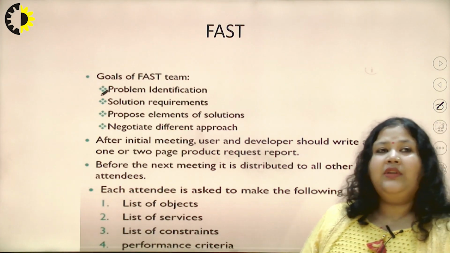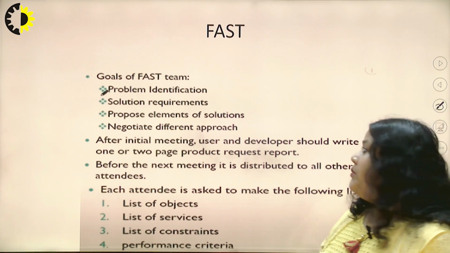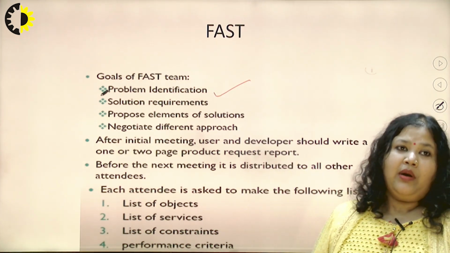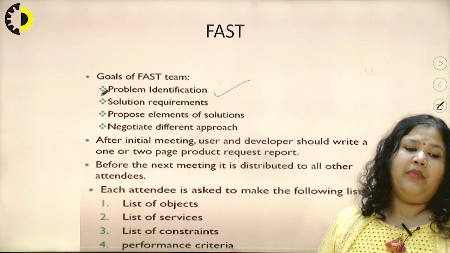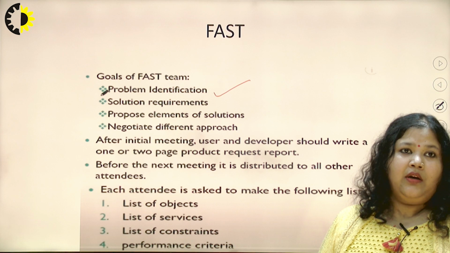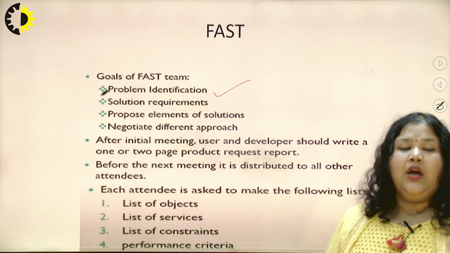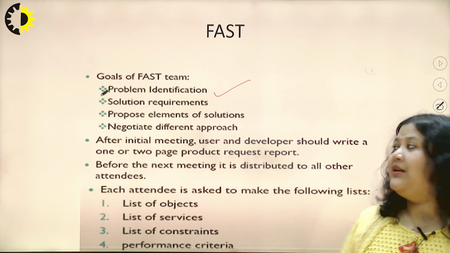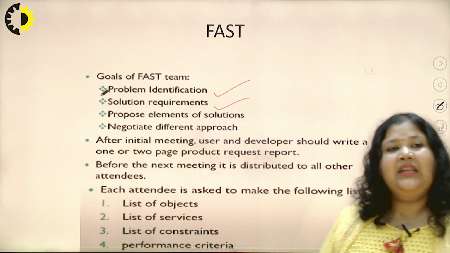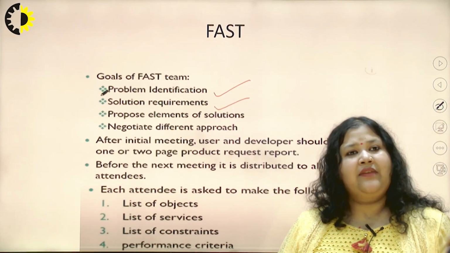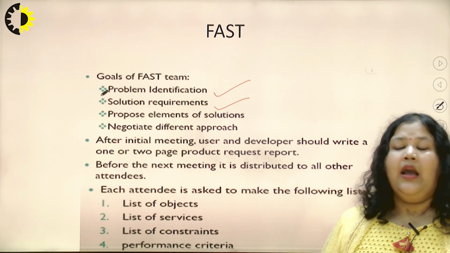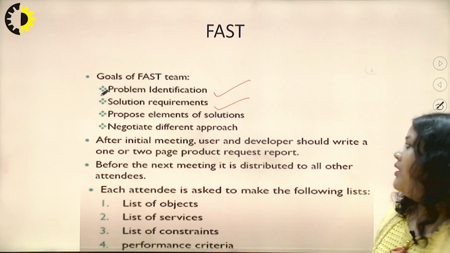Now the goals of the FAST sessions. The FAST session's main goal is problem identification. What is the problem discovered by the developer, what is the role of the customer, and what are the requirements of the customer, those are identified on the developer side. Second is the solution of the requirements. Many solutions are presented by each developer, and the rule book is prepared by the facilitator to find the best solution for that particular problem.